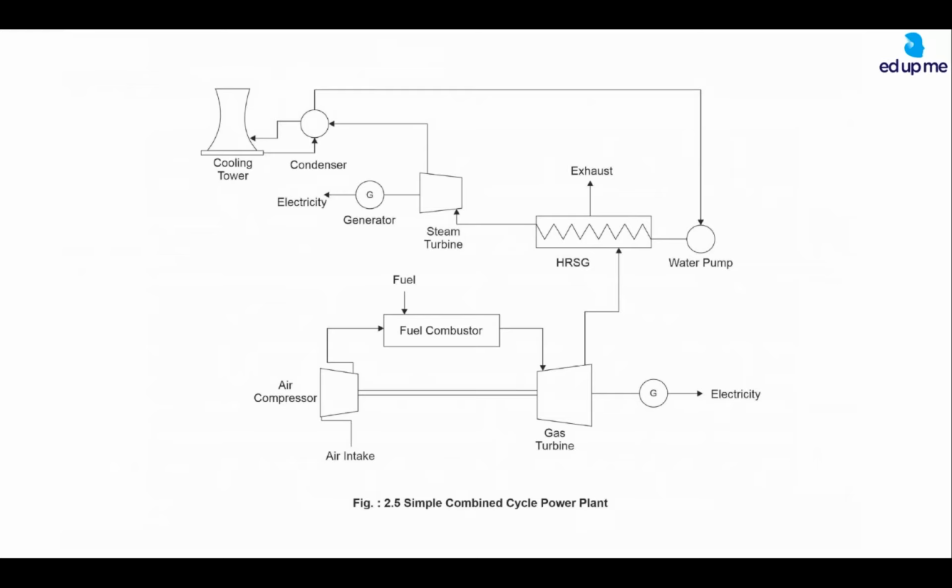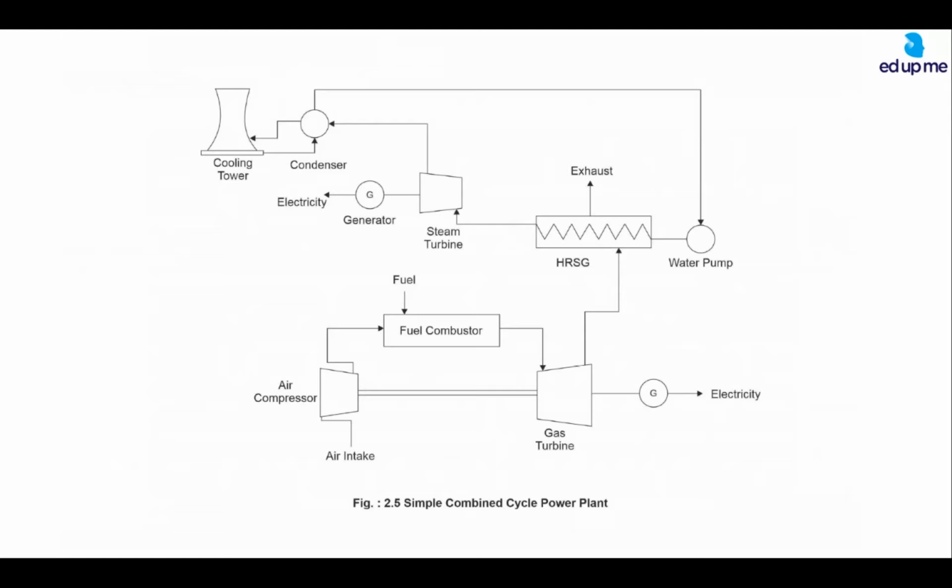That gas which comes out is of the order of 850 to 900 degrees centigrade. So rather than throwing it away, we are sending it to the HRSG, heat recovery steam generator. It's a kind of boiler. So there the water is heated and then the gases are exhausted, which are now low temperature, right?